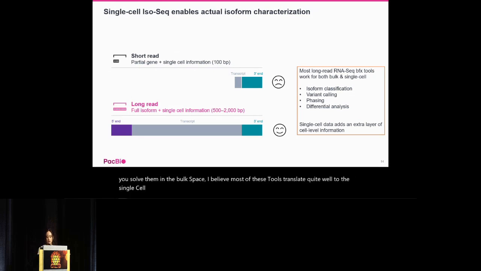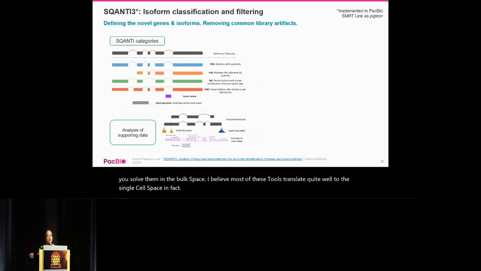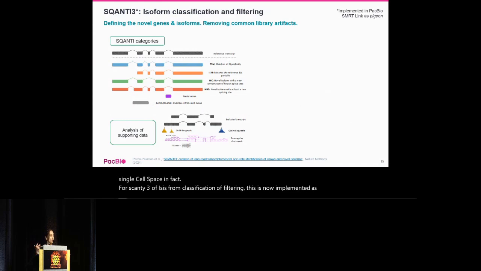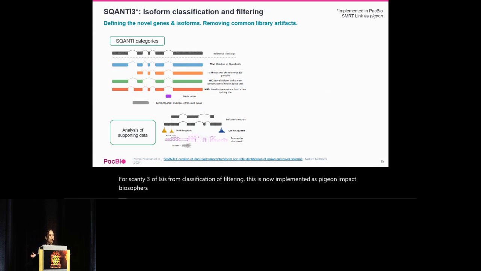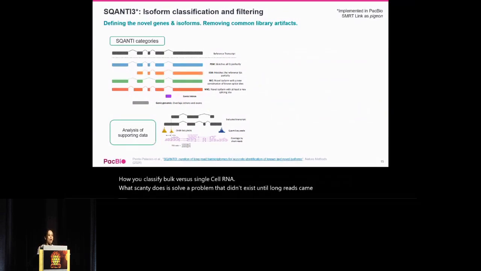In fact, SQANTI3 for isoform classification and filtering is now implemented as Pigeon in the PacBio software SMRT Link. We use them both for bulk and single cell. There is no difference in how you classify bulk versus single cell RNA. What SQANTI does is solve a problem that didn't exist until long reads came along, which is that now I'm not just relying on GENCODE or RefSeq. I have novel isoforms. What can I say about them?